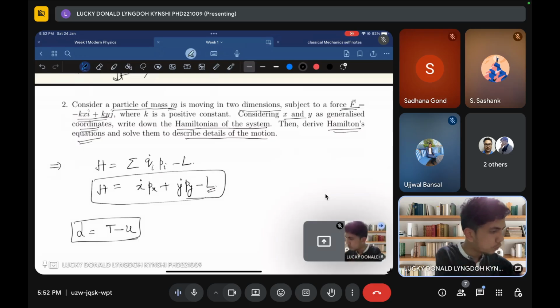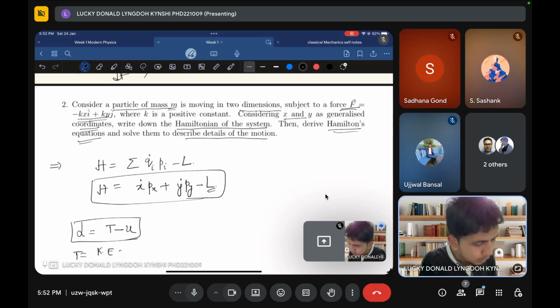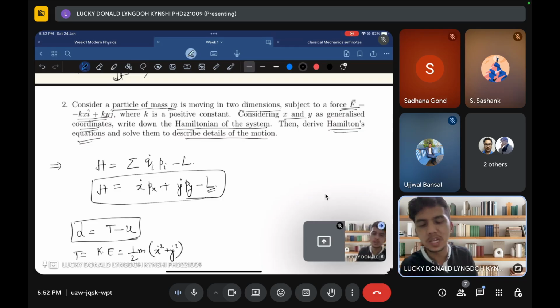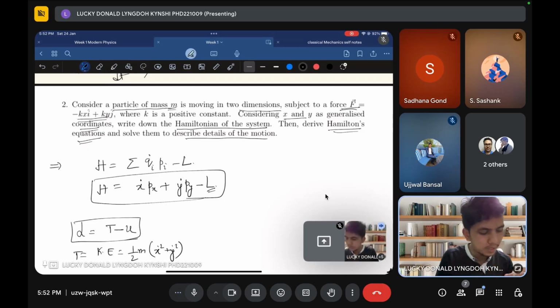Now, kinetic energy is easy anyway, right? Kinetic energy T is simply half of m, and inside the bracket we get x dot square plus y dot square. This is easy because your particle is moving in the xy plane, so you have a kinetic energy which is equal to half of m of x dot square plus y dot square in 2 dimensions.